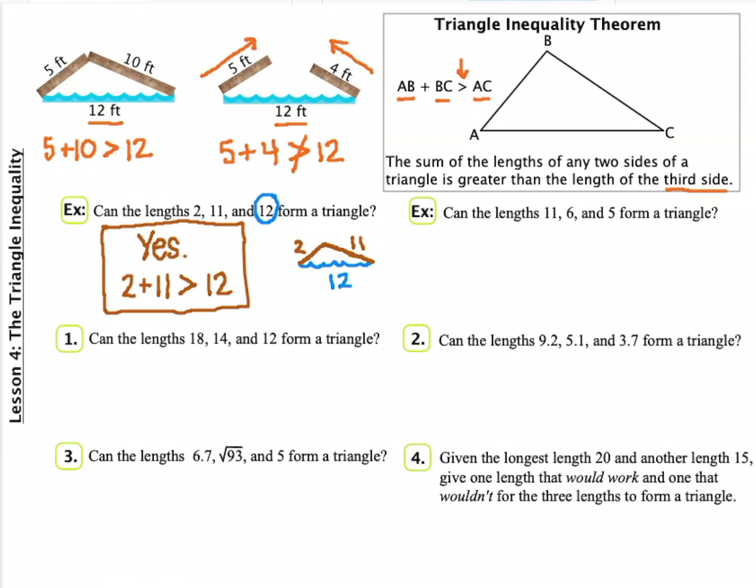Let's do one more together. Can the lengths 11, 6, and 5 form a triangle? Which one of those am I going to make my river? Always the longest one is my river. So I've got an 11-foot river. Can I reach across an 11-foot river with a 6 and a 5? I would say I could. A 6 and a 5. But can you see that it wouldn't really make a triangular bridge? It would be just big enough to span across that 11, because 6 plus 5 is 11. So you actually wouldn't be able to make a triangle out of this one.